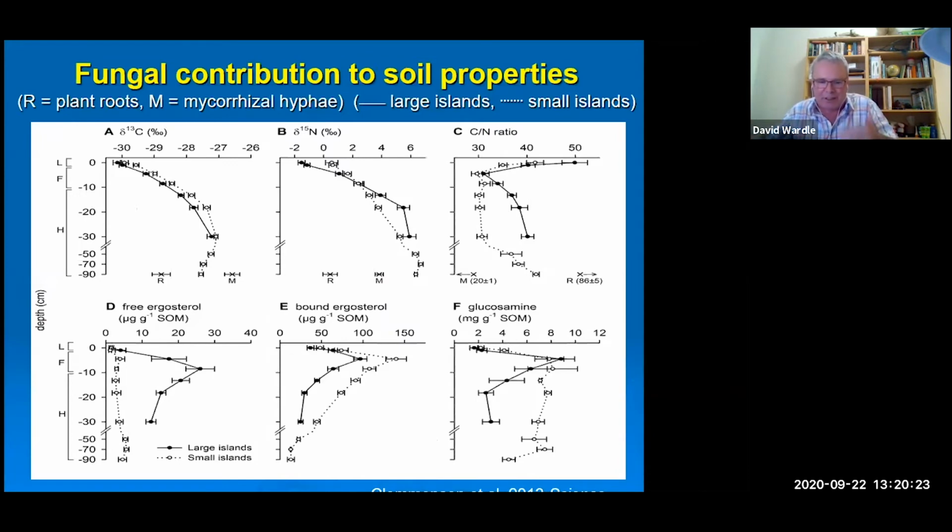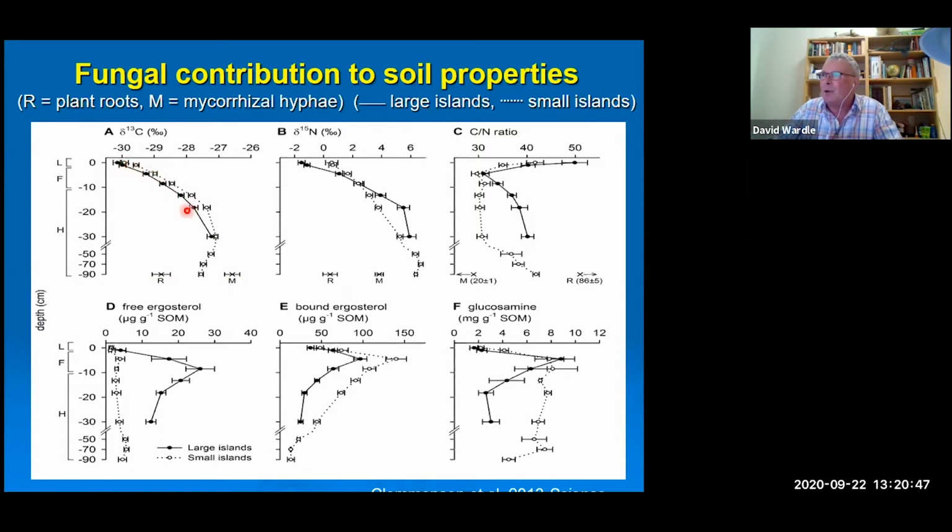This diagram is not as complex as it looks, and I'll walk you slowly through it. The y-axis here is soil depth as we get to the older soil. Solid line is the big islands with the shallow humus. Dotted line is the small islands with the deep humus. R is what we know for plant roots. M is what we know for fungi, or specifically mycorrhizal fungi, special fungi that link with plant roots.